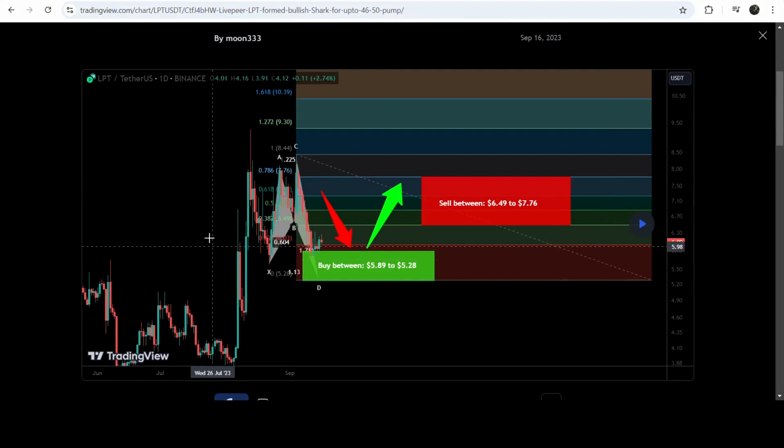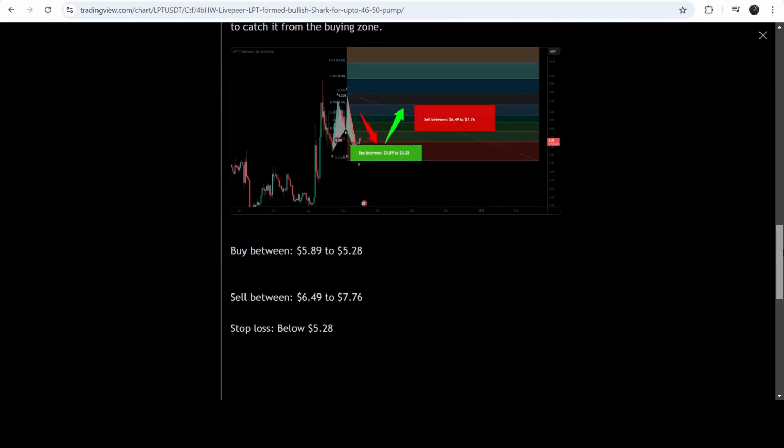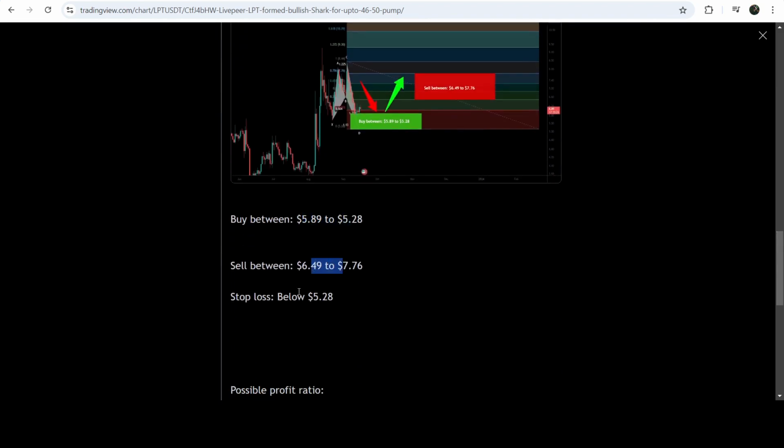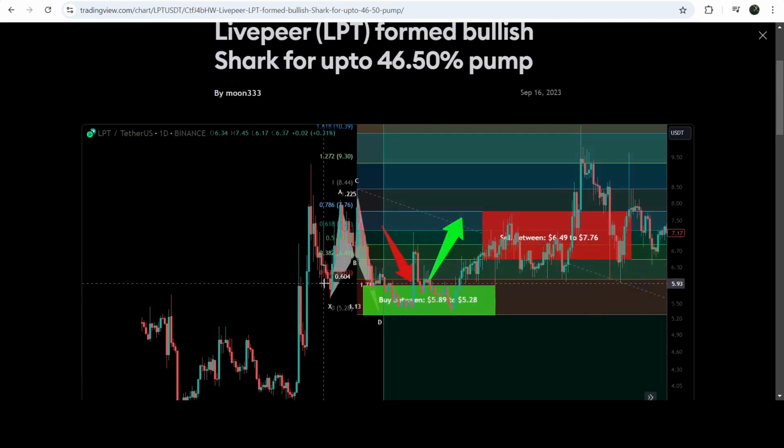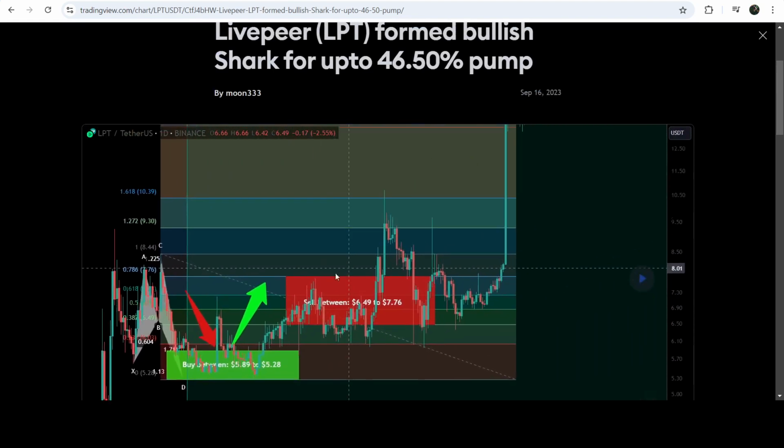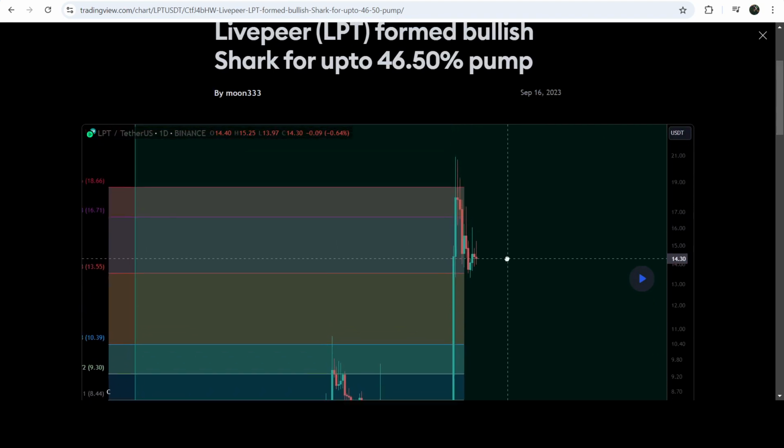And this was a harmonic bullish reversal shark pattern that LPT formed on the daily time frame chart with the US dollar pair. And this was a complete trade setup, a buying zone, sell target zone and stop loss. Now if I play this chart, then you can see that the price has started a very massive reversal from this buying zone and rallied beyond the sell target zone, and this was almost a more than 400% very massive rally.